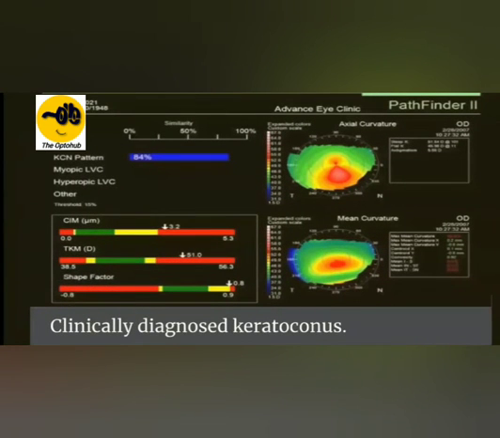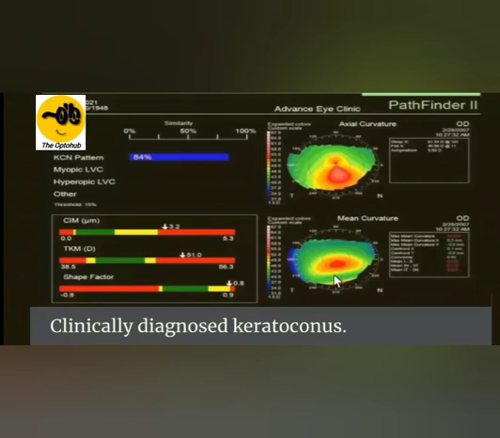Again, this is another case of clinically diagnosed keratoconus. So first we look at the axial curvature map. So it's an inferior steep pattern. There is no skewing of axis, but it's an inferior steep pattern over here. And if you can see over here, the steep K is more than 47.2. It's 51.54. So that means this is definitely a steep cornea.